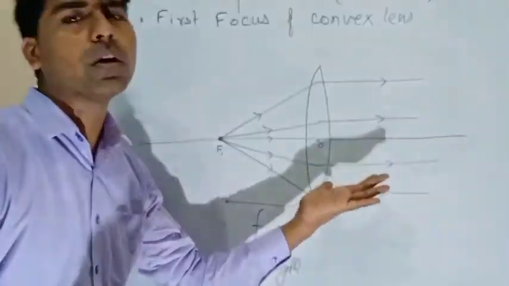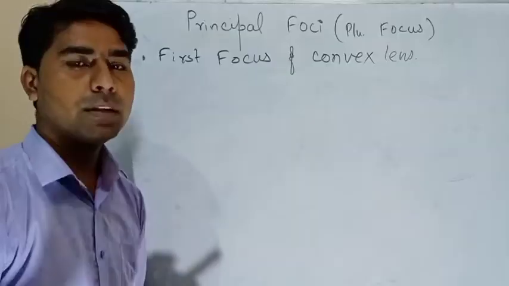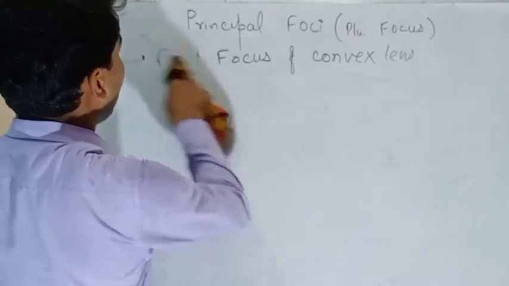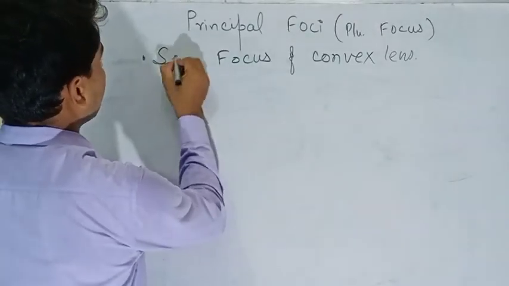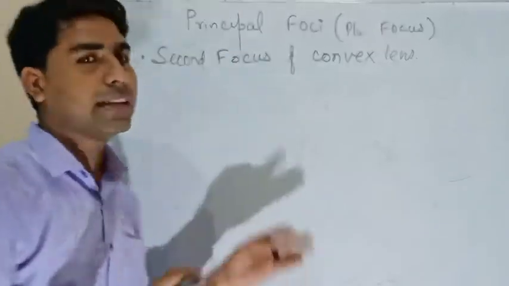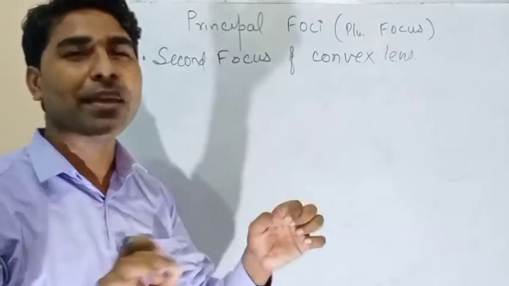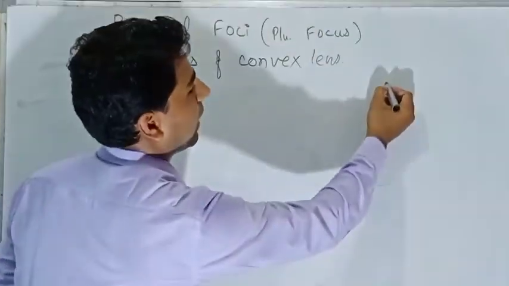So what will be the second focus? The reciprocal of this, just the reverse of this. Now let's see the second focus of the convex lens. I said this is the reciprocal of the first focus. I just want to draw a diagram here for convenience.